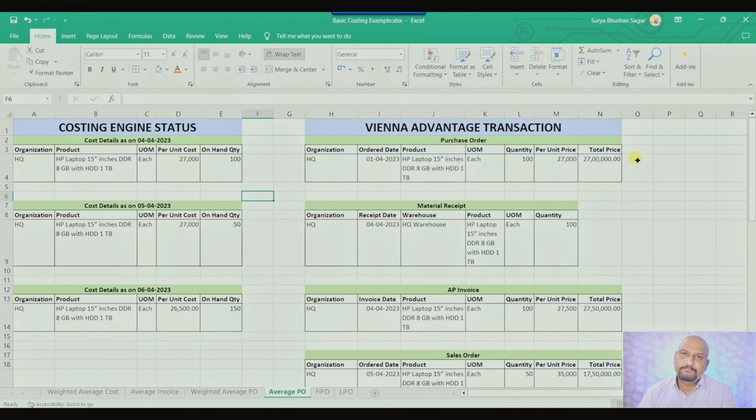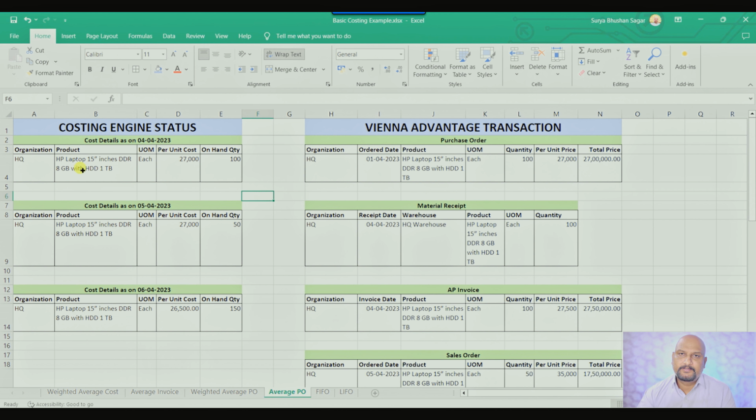Here the important point is I'm showcasing everything in the primary unit of measurement and the primary currency. I'm considering that all my transactions are processed in the primary currency as well as the primary unit of measurement of the product. And I have taken one product. So it is common for all the other costing methods I have taken, but in your case, if you are testing it out, you just need to create a different product category and then a different product.